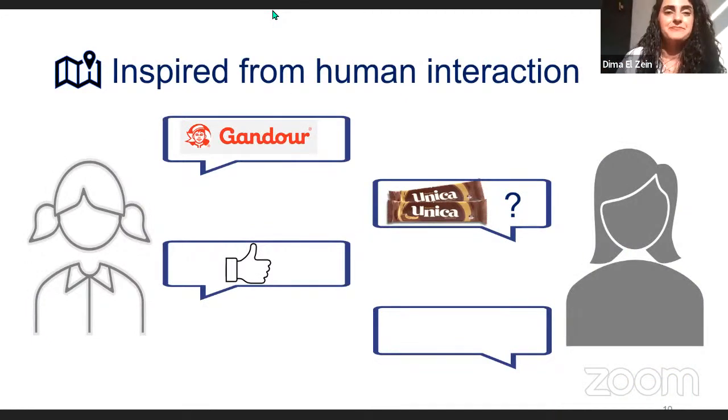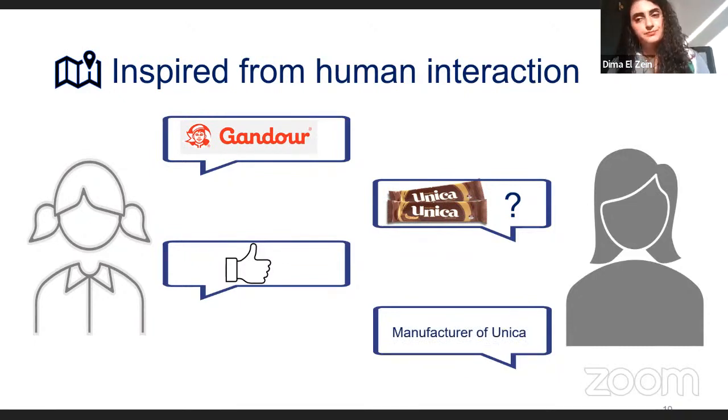Otherwise, I can explain. So let's assume we have a human interaction between 2 people. The first person is asking about the Ghandour company: what is the Ghandour company? So the other person asks, do you know Unica? Apparently, this girl knows Unica. So my answer will be pretty straightforward: Ghandour is the manufacturer of Unica.